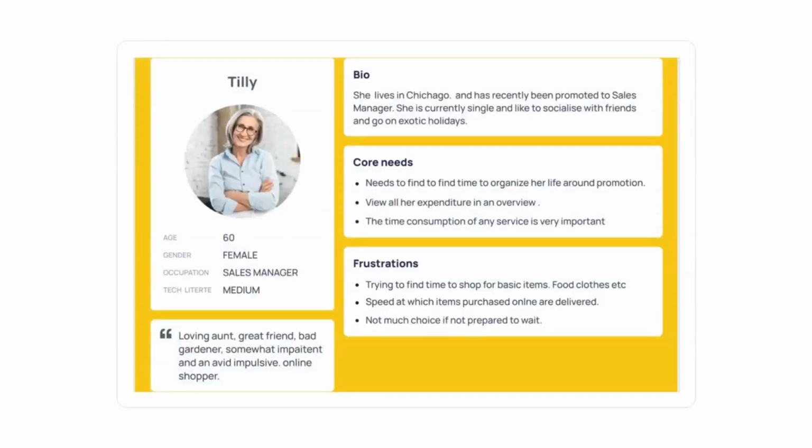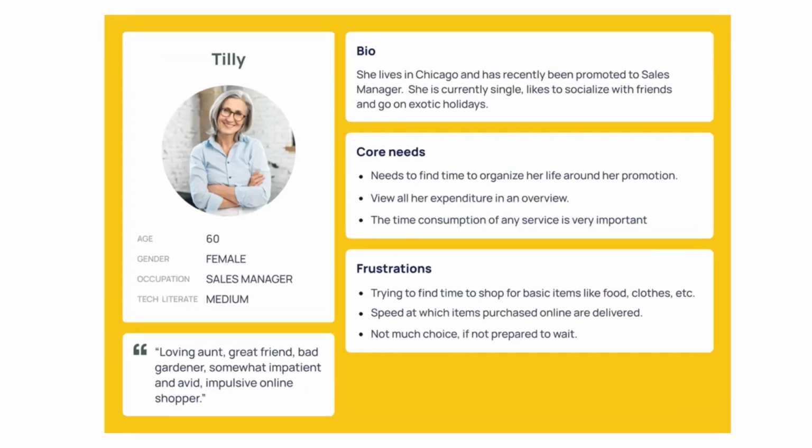At the top, there is a photo, Tilly's name, age, gender, occupation, and technical ability. Next, there's a one-liner that describes what Tilly does: loving aunt, great friend, bad gardener. On the right, there is a short bio too. Next, there is a core needs section and a frustration section, listing Tilly's goals and describing frustrations as the barriers that are stopping her from achieving those goals. This section reveals that she can get easily frustrated. It's worth noting that this is a light qualitative persona. There are different types and you can read more about them in the additional resources where you will also find a link to a persona template created in Figma.